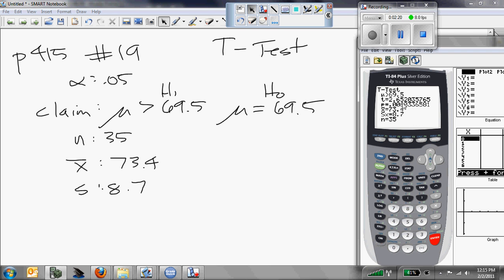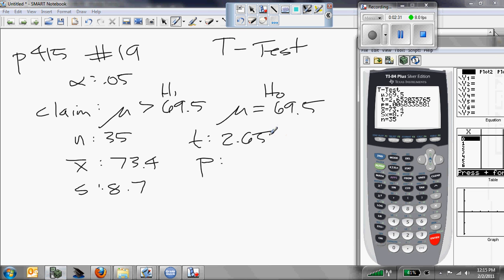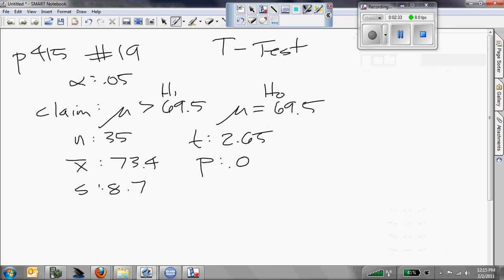Now we've got our test statistic and p-value, 2.65. And the p-value is 0.00603. So now we compare our p-value to our significance level. This p-value is less than the significance level, therefore we reject the null hypothesis.